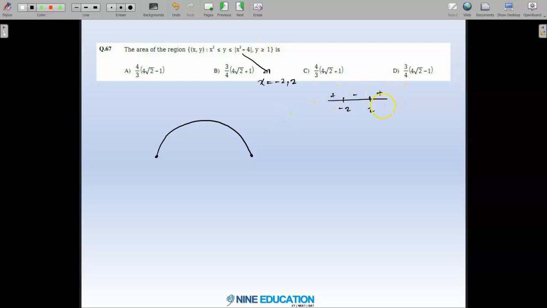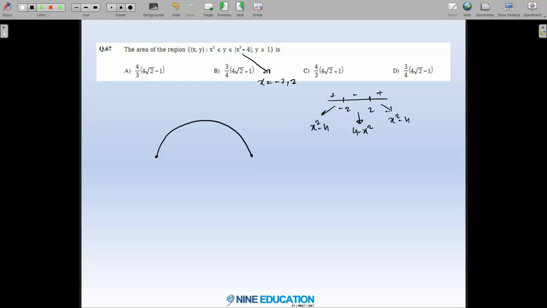So when it is positive, you can just remove the mod and write x square minus 4. When it is from minus 2 to 2, you have to put a minus from your side to make the x square minus 4 term negative to positive. So it will be 4 minus x square, and again before minus 2 you can write it as it is.